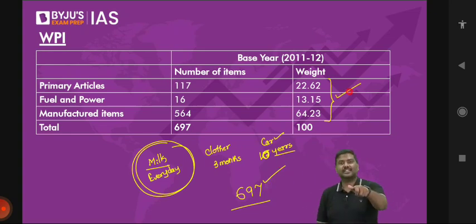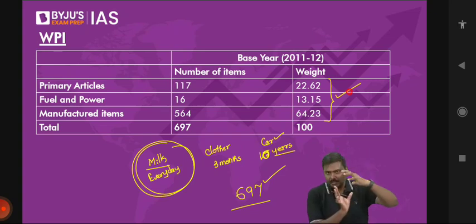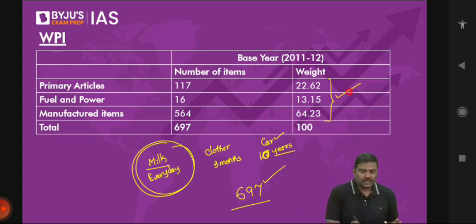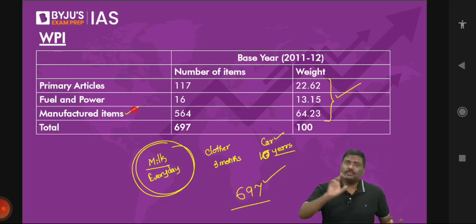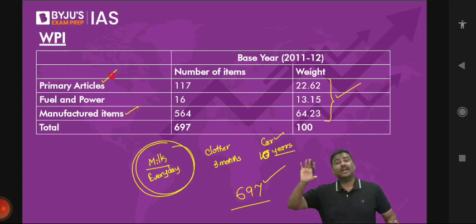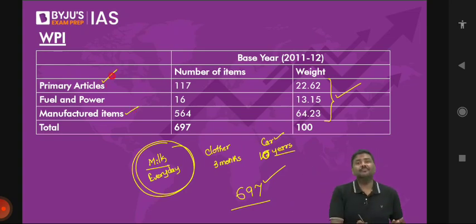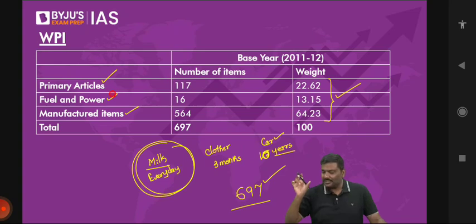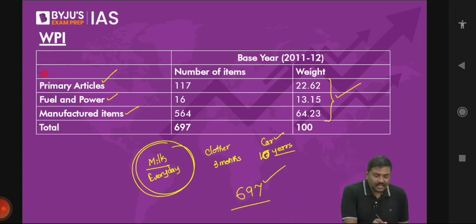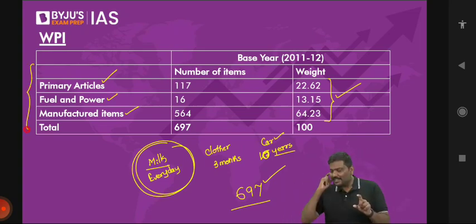For example, in case of WPI, 697 commodities are there. We will divide them into 3 groups. One is called manufactured items, which has a weight of around 64%. The second one is primary articles, which has a weight of around 23%. And the third one is fuel and power, which has a weight of around 13%. So this is the table for WPI. Some of you are saying the base has been changed to 2018. As far as I know, it is yet to be changed.